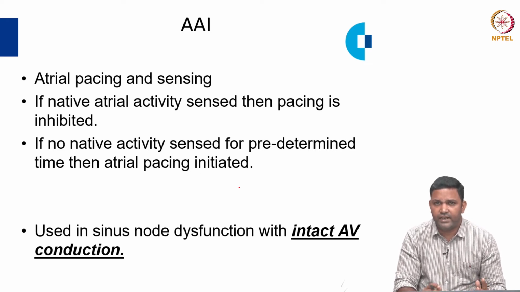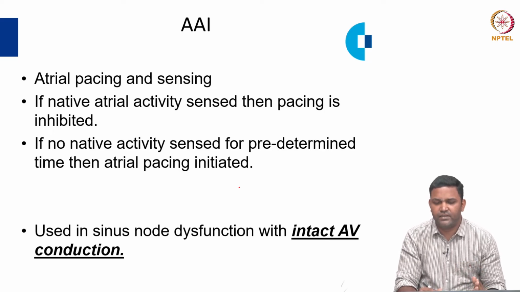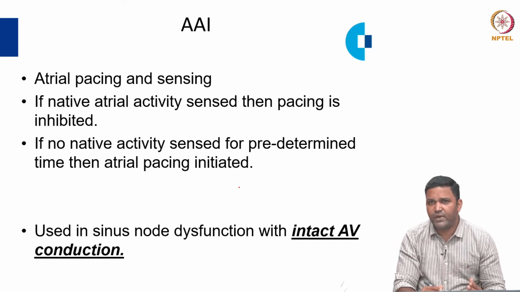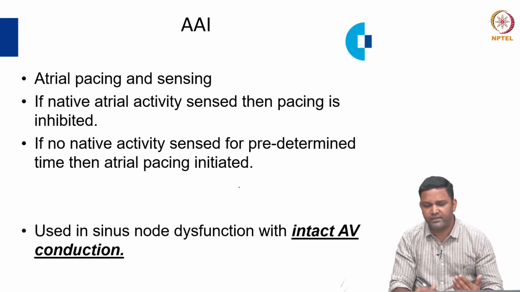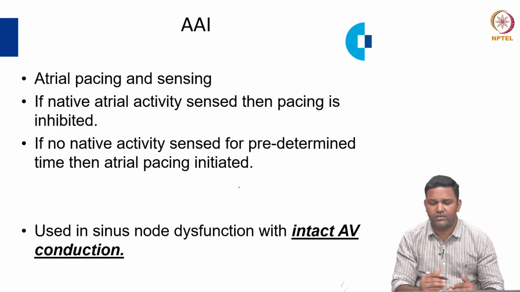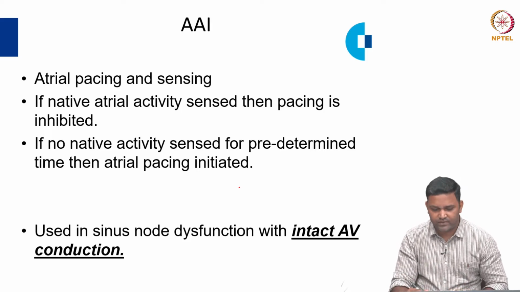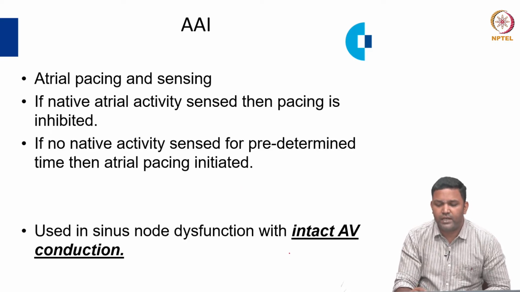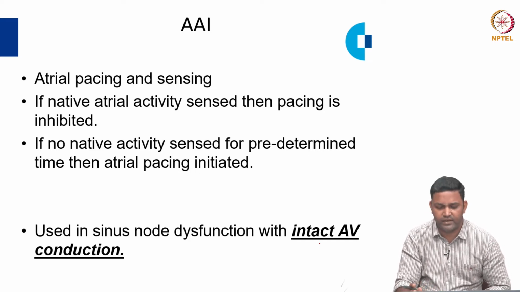If the native atrial activity, that is the sinus node, has produced the atrial impulse, then the pacing is inhibited. If there is no atrial activity sensed for a predetermined time, say 1000 milliseconds, if there is no P wave coming, then the atrium will pace, and that will cause a QRS complex. This should be done only in patients with intact AV conduction.